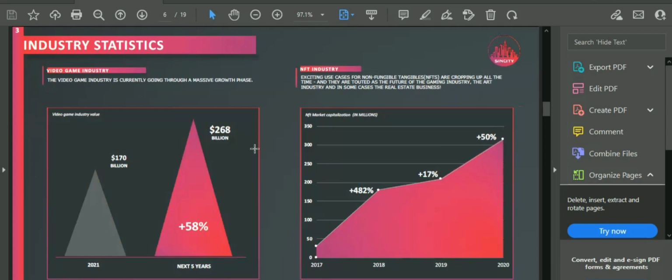Industry statistics. Here, the video game industry is currently going through a massive growth phase. Over the next 5 years, it is expected to reach $268 billion with 58% growth. The NFT industry is growing at the same pace, as it was a $350 million industry in 2020.